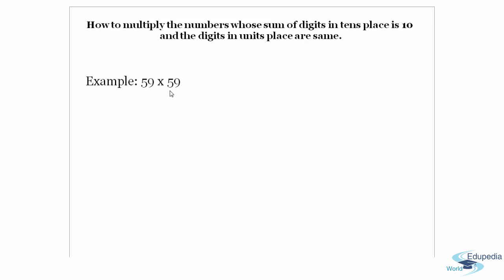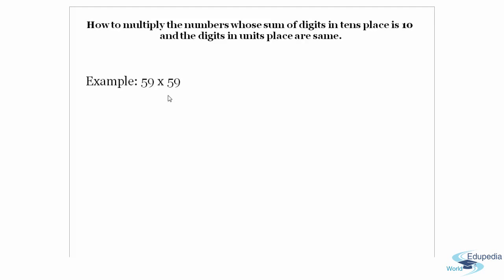Now coming to condition number 2, it says that the digits in the ones place should be the same. If you observe again, the number 59 has 9 in its ones place, and the other 59 also has 9 in its ones place. So these two numbers have the same digit, that is 9, in their ones places. Again, you can say that condition number 2 is also satisfied. Both these conditions are satisfied, and now we can apply the technique for this example.